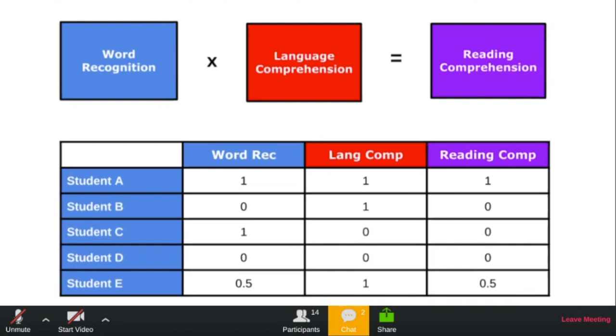At the bottom, student E is our student who does pretty good with reading words. They have some troubles, but they sound okay, and their language comprehension skills are great. These are the kids that sometimes we can't figure out why they're not doing better in reading and why comprehension is difficult for them. It's because they only have about half of the word recognition piece, and when you multiply that 0.5 times the 1 in language comprehension, you still get a 0.5. So you don't have everything you need to have mastery of those skills yet.